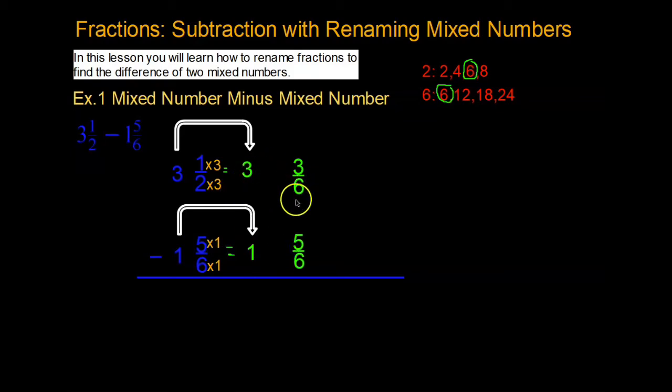We can see 3 and 3/6 minus 1 and 5/6, that the fractional portion of this can't be subtracted, 3/6 minus 5/6. So this is what's new for us. We have to now regroup. So we're going to regroup. So this 3 is now going to become a 2.